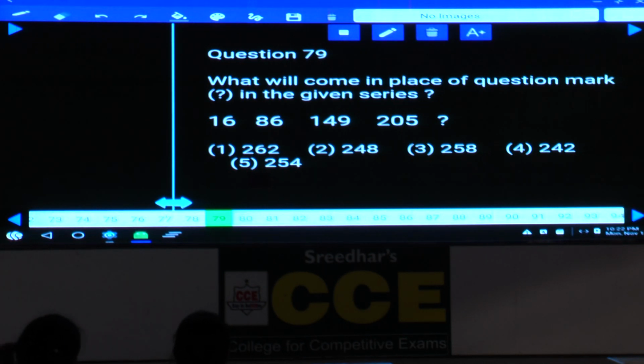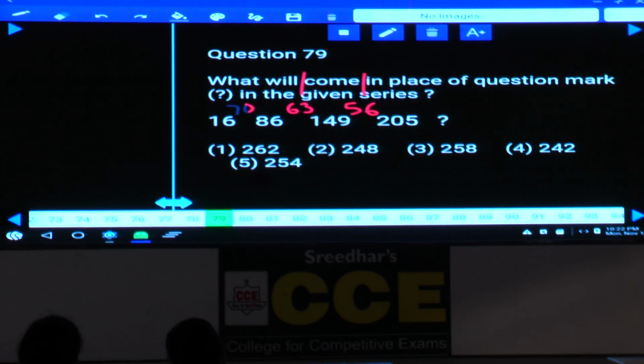The numbers are not increasing that much. Hence it comes under which category? Difference. 16 and 86 difference is 70. 86 and 149, what is the difference here? 63. 70, 63. Next one, 149, 205, 56. What are these numbers? 70, 63, 56. ఎలా రాసుకోవచ్చు?